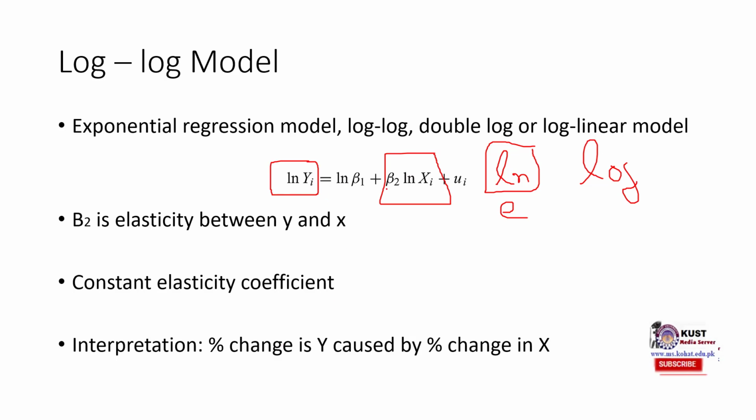So the important thing that we need to understand is the interpretation of this log-log model. Because both the independent and the dependent variable are in log form, we would interpret them in percentages. So we would say that the percentage change in y is caused by the percentage change in x.